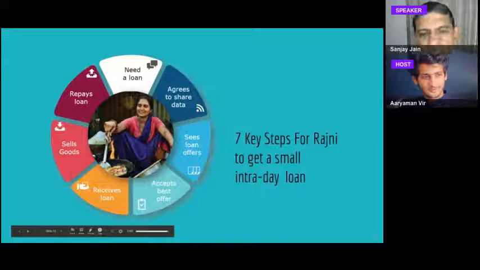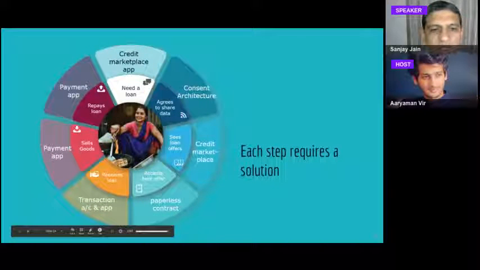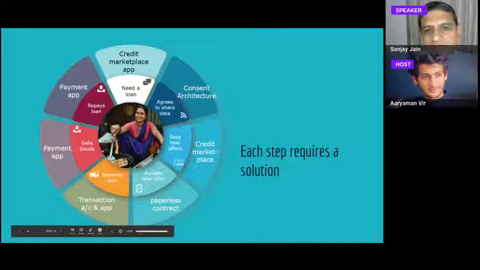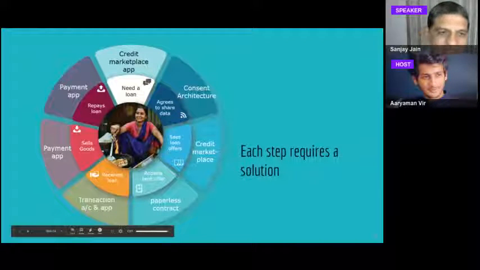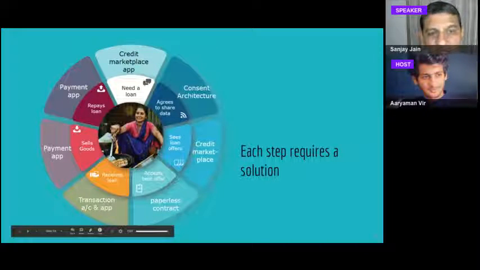And our view was, if we are able to make sure that she can do this from her own phone without going anywhere, then we would be done. So for these 7 steps, we looked at what she would need on her phone. Clearly, one of the things she would need is the credit marketplace app, which is where she would say that she needs a loan.